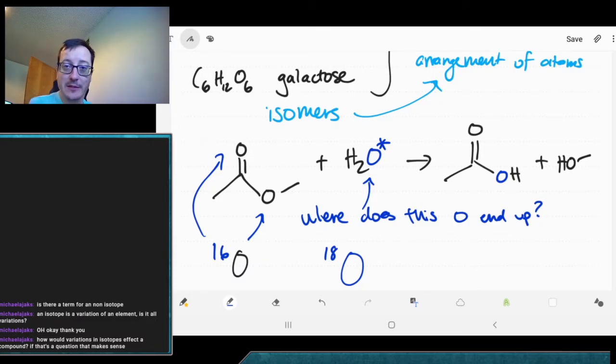We can use the difference in isotopes to do that. So it's certainly got its utility there. We also have, for example, carbon dating.